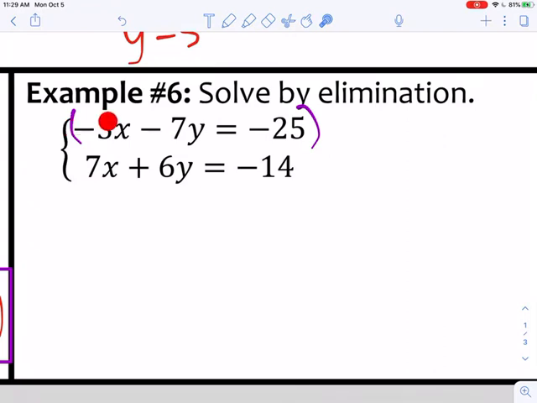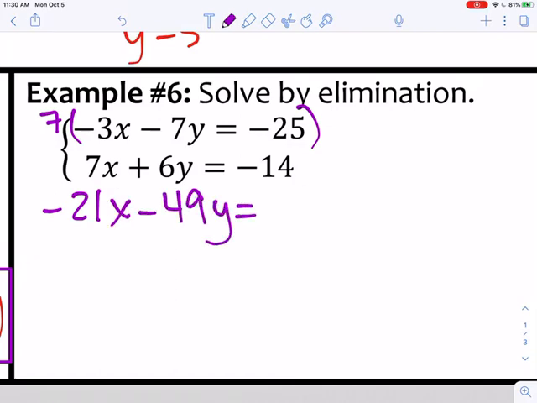And if I multiply 3 times 7, I'll get 21. And then I'll multiply this 7 times the 3 to also get 21. So I'm going to multiply through by a 7. And I like this because I got a negative and a positive, so we got opposite signs. So now we'll have negative 21x minus 49y equals 7 times 25, negative 175. All right, so notice I multiplied that 7 to every single number, even this one.